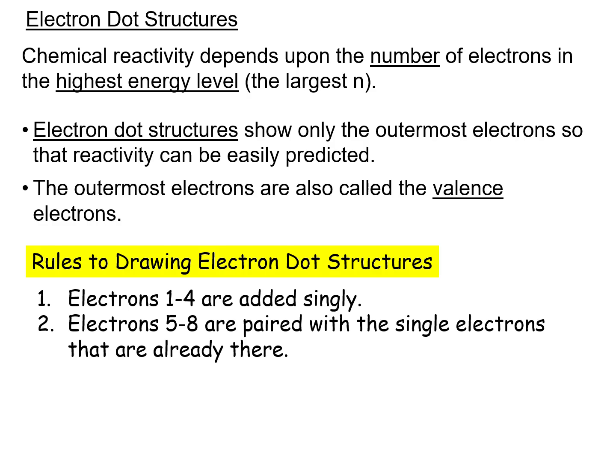There are two rules for this. Electrons 1 through 4 are added singly. And then once you have the 4 singles and you want to add them like sides of a box, don't make circles. The electrons 5 through 8 start forming pairs. And I have some examples so you can see what I mean by this.